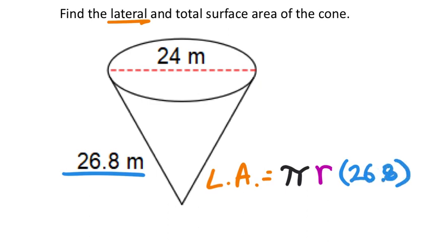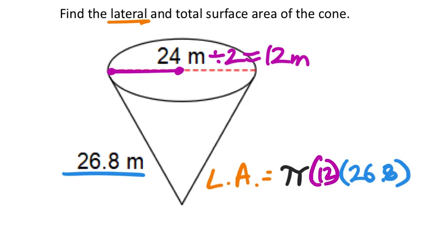And the radius, well, they gave us a diameter actually, which was 24 meters. So the radius is just going to be half that. 24 divided by 2 is 12 meters. So that's our radius right there at 12. So I replace the radius with 12 in my formula. And then I just plug this into the calculator to solve it.